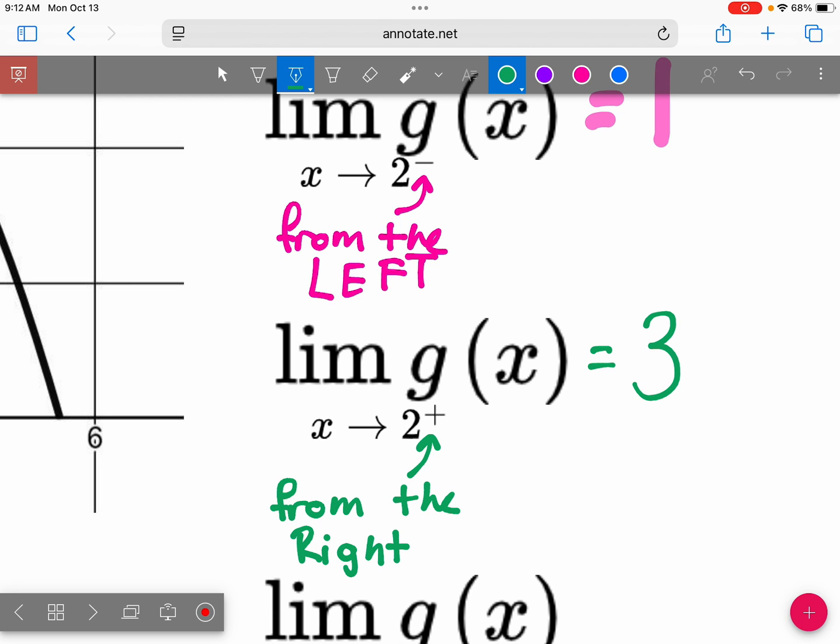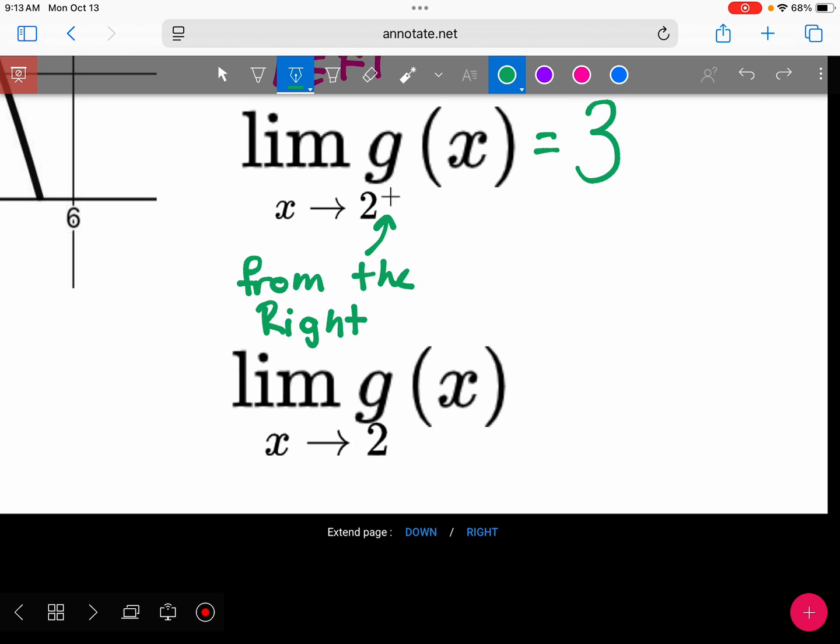If it does not have a sign, it's trying to look at both at the same time. We will only have an answer for ones that don't have a sign if these two are approaching the same number. These two are not approaching the same number, which means that limit does not exist. There is not a limit as g approaches 2 because it's going to two different places. So if it's not approaching the same number, the limit does not exist.